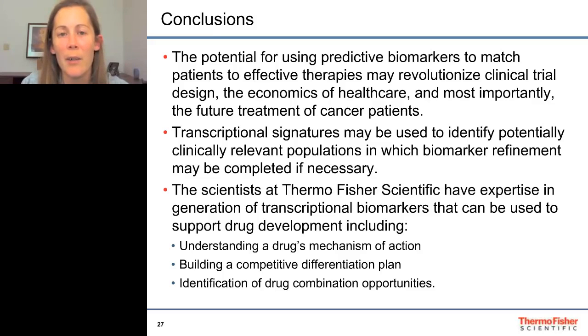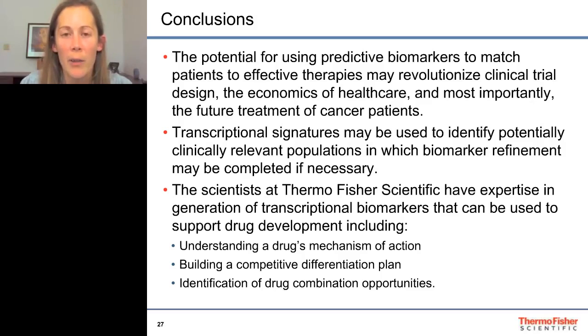What I've tried to describe for you today is our belief that these transcriptional signatures do have a value in focusing drug development programs and potentially providing a sort of differentiation in developing these drugs clinically.